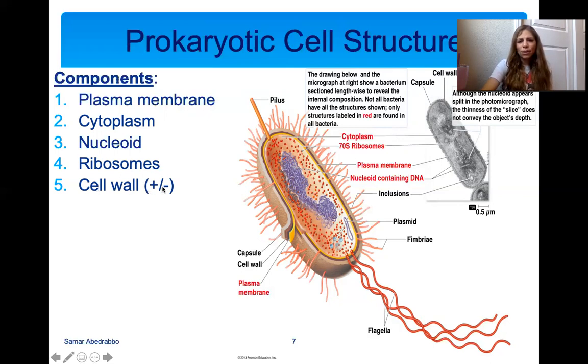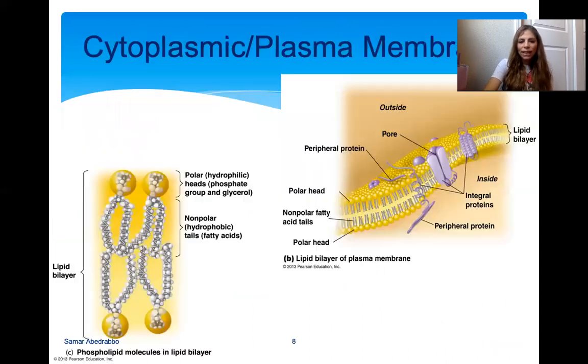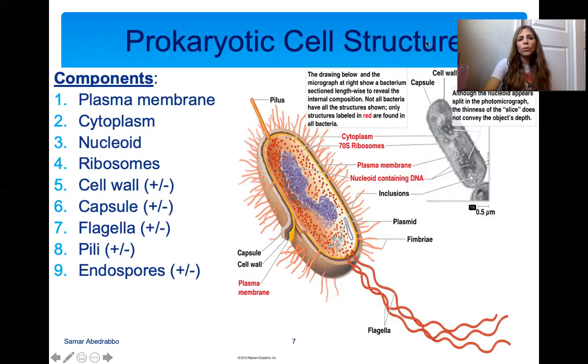That's why I have plus or minus. So these things are found in all prokaryotic cells. Some prokaryotic cells, in addition, have a cell wall, some don't. Some prokaryotic cells have a capsule, some don't. We will learn about what that is. Some have flagella, some don't. Flagella is used for motility. Some have pili. Some make endospores. We're going to learn about what that is. Okay, so we're going to go through all of these.